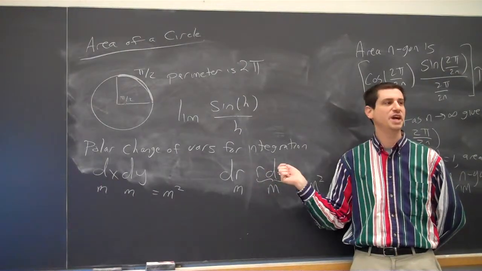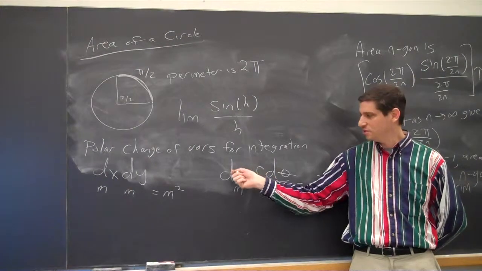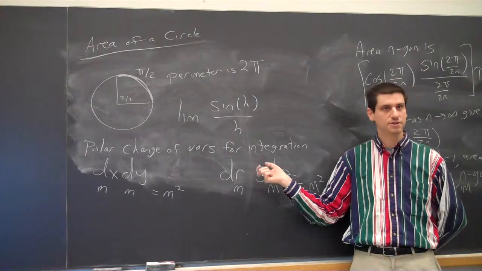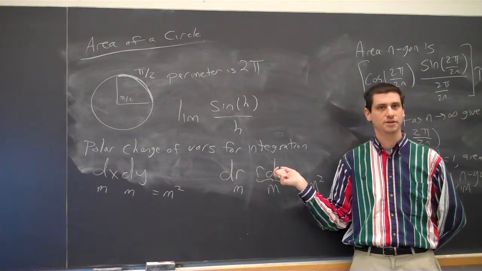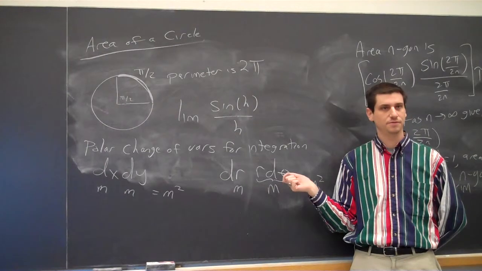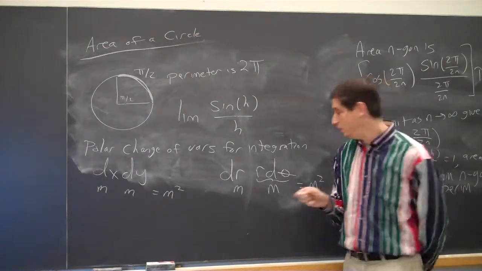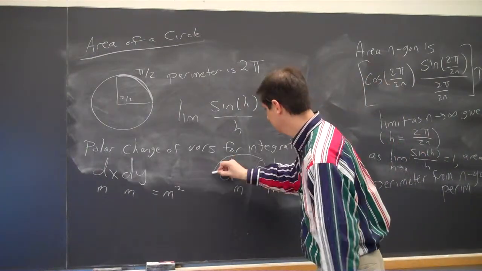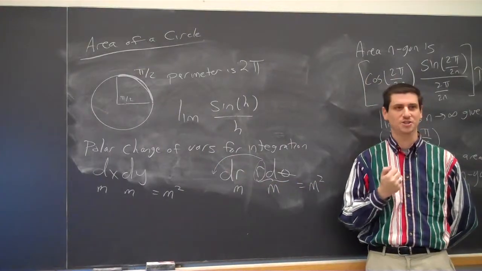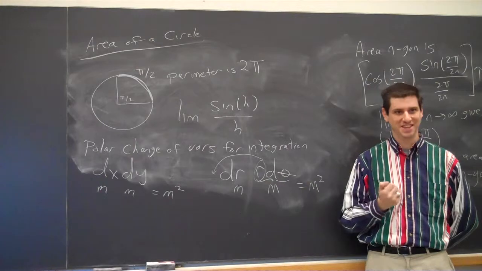In no book will you see people writing dr r d theta. This is a notational nightmare. Am I talking about maybe the derivative of r squared? It's extremely confusing to write it like this. How should you write it? Yes? The r in front. Yeah, we should move the r in front. And we normally write it as r dr d theta. This is hard as a Bostonian.